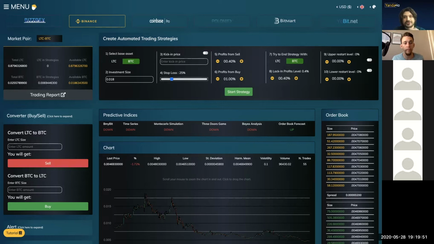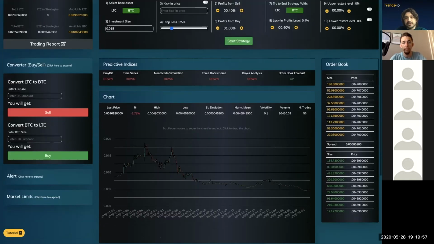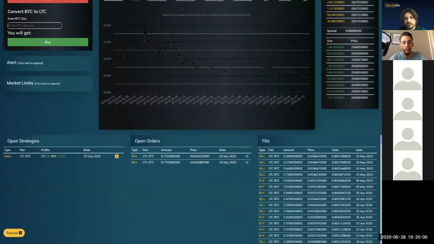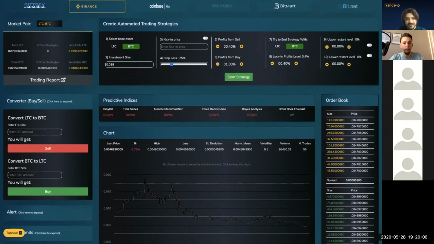Now, the question, guys, you should ask is: if the profits go down 1%, and they keep going down, when will I sell my Litecoin to make profits in Bitcoin? Well, the answer is never. Therefore, you should set up either a restart level, or you have to do that manually. So the restart level we were talking about in this case is the lower restart level.